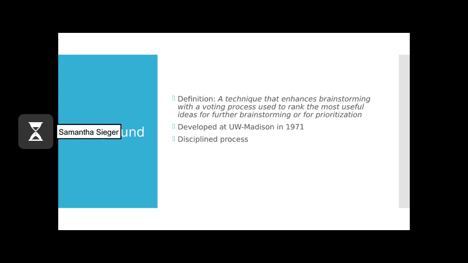The definition of nominal group technique is a technique that enhances brainstorming with a voting process used to rank the most useful ideas for further brainstorming or prioritization. It was originally developed at UW-Madison in 1971, and overall it's a disciplined process. It allows for the collection of input in a way that overcomes group bias or social influence by others. So it's very organized, very set up in advance, so you have to definitely prepare to use this technique.